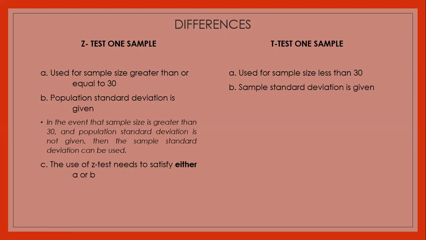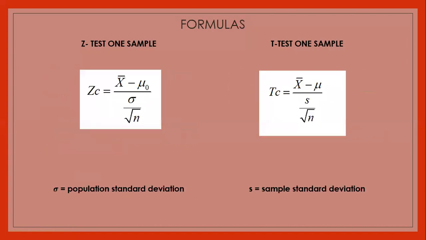So take note of this. Gagamitin lang natin ang z-test one sample if we satisfy either A or B. Isa lang dito sa A or B ang kailangan nating masatisfy. Either sample size is greater than or equal to 30, or population standard deviation is given. Whereas sa t-test one sample, kailangan natin masatisfy both A and B. Ibig sabihin, to use t-test one sample, your sample size should be less than 30 and sample standard deviation is given.